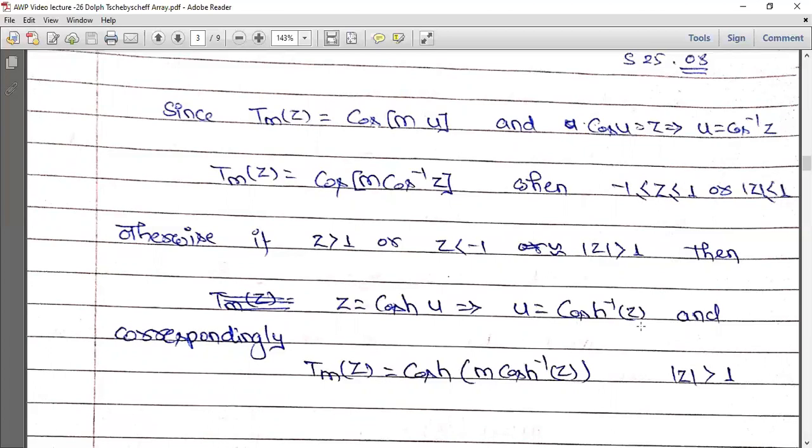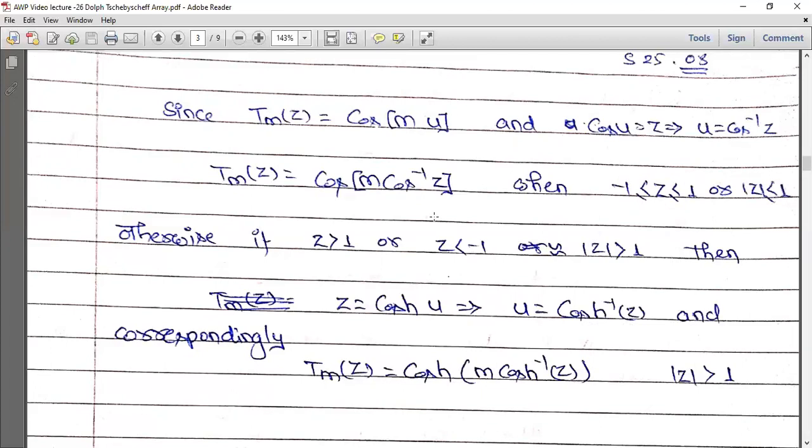Okay. So, using these definitions, the Chebyshev polynomial T_m(z) is also defined as cosh of m u. Keep this in mind. When z is less than 1, T_m(z) is defined as cos of m u. But when z is greater than 1, T_m(z) is defined as cosh of m u, where u is not cos inverse z, rather u is equal to cosh inverse z. So you have a comprehensive definition for the Chebyshev polynomial for all possible values of z.